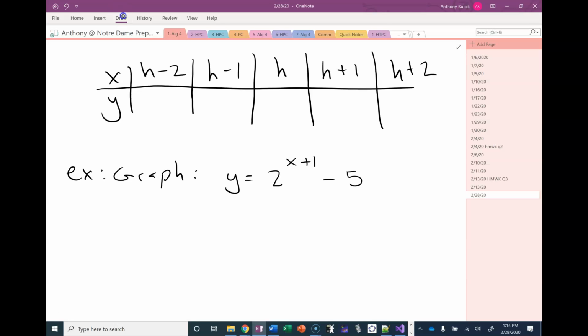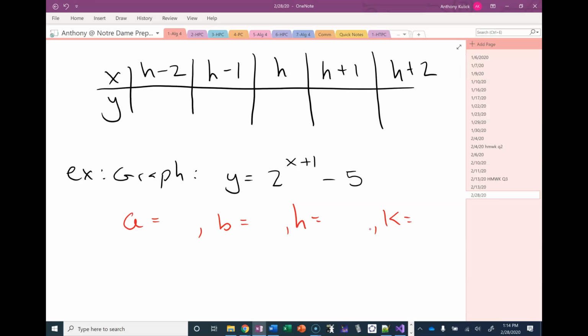Let's say that we want to graph the function y equals 2 to the x plus 1 minus 5. So the first thing I'm going to do is list my values for a, b, h, and k.